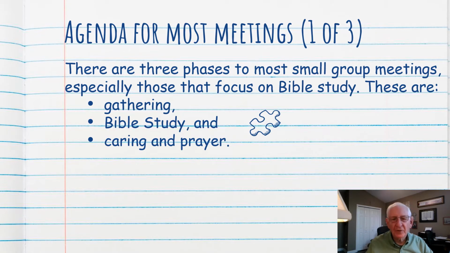The agenda for most meetings usually has 3 things to it. The gathering phase, that means coming together and making connections with one another. The Bible study part, or if it were a different kind of study, it could be a book study, but this presentation is geared toward Bible study. And the time of caring, mutual support, and prayer together.